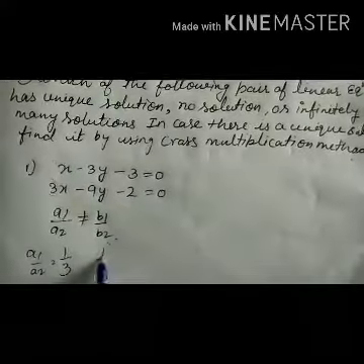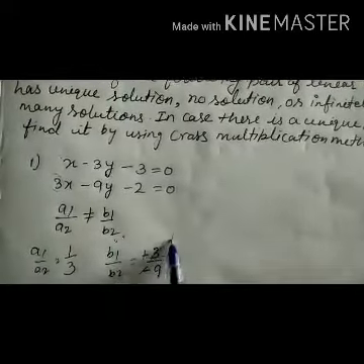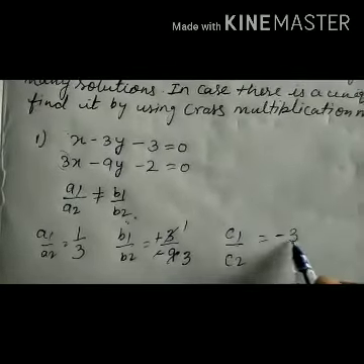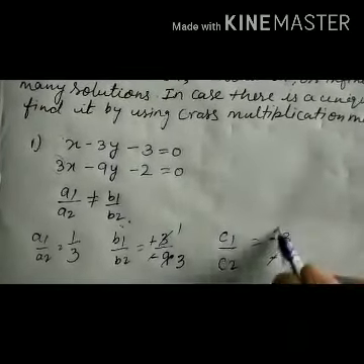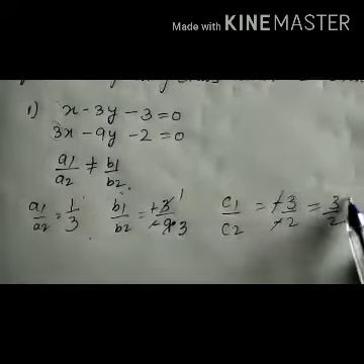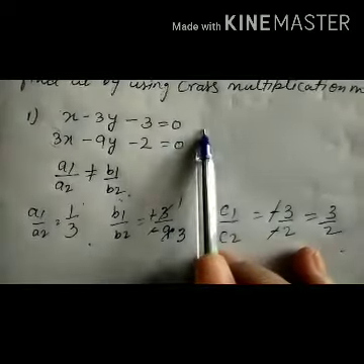Now find the value of b1 upon b2: minus 3 upon minus 9. That means again 1 upon 3. And c1 upon c2 is minus 3 upon minus 2; minus and minus cancel, so that is 3 upon 2. Here we can see that a1 upon a2 is equal to b1 upon b2 but not equal to c1 upon c2. So both lines are parallel to each other, so there will be no solution.